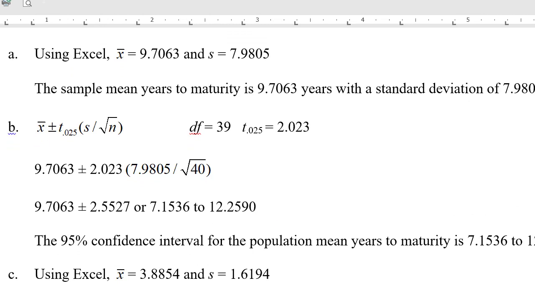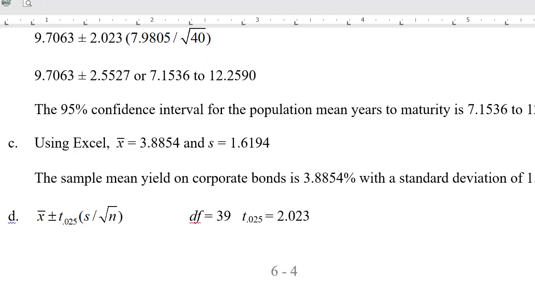Okay, but doing the descriptive statistics will give you all of this information, so you can come up with this value here that you need. Part C says, what is the sample mean yield on corporate bonds, and what is the sample standard deviation? And Part D says, develop a 95% confidence interval for the population mean yield on corporate bonds. So you can use Excel to generate the same information, just use the different column.